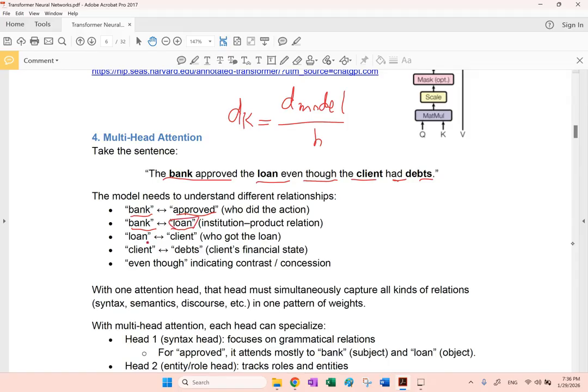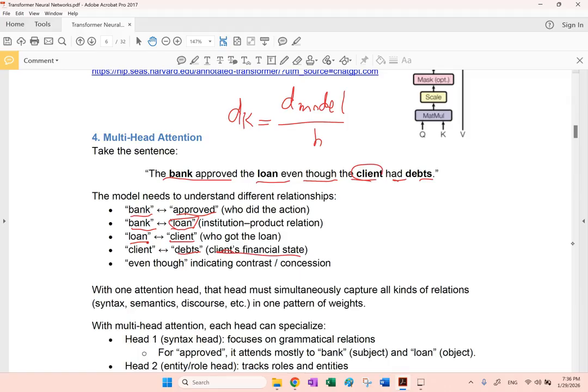What about the loan itself? Loan has what relation to which token? Well, for instance, it's related to client. You want to know who got this product, who got the loan, and the answer is the client. And then you want to know why the client got a loan, because he had debts. So you need to basically look at the financial state of the client.